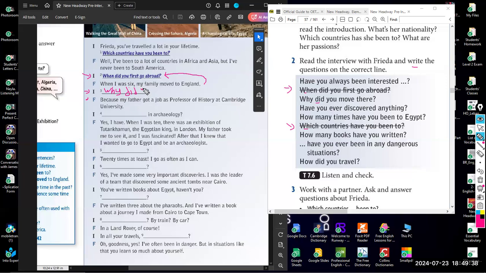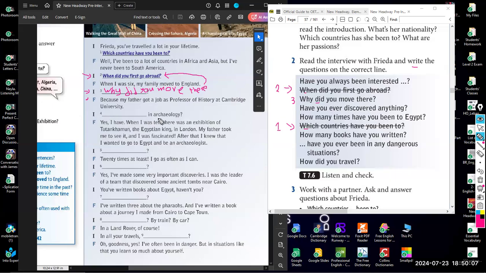Why did you move there? Or you know what, just to be faster, I have to write here 3. This is it. This is 1. This is 2. And this is a 3. So why did you move there? Because my father got a job as a professor of history at Cambridge University.